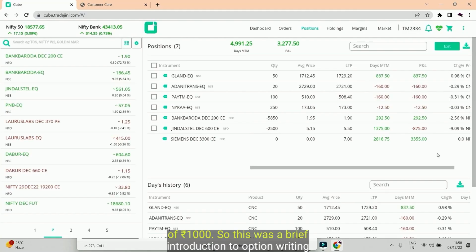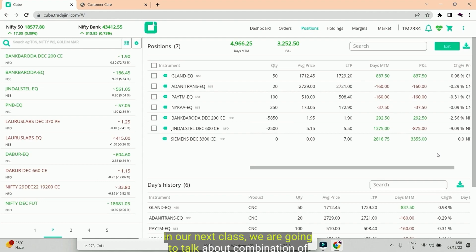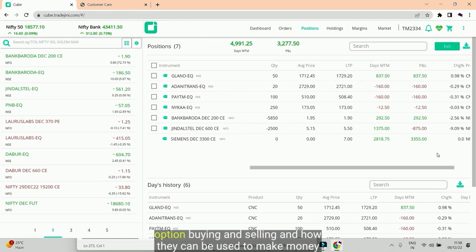So this was a brief introduction to option writing. In our next class, we are going to talk about the combination of option buying and selling and how they can be used to make money in different types of market conditions.